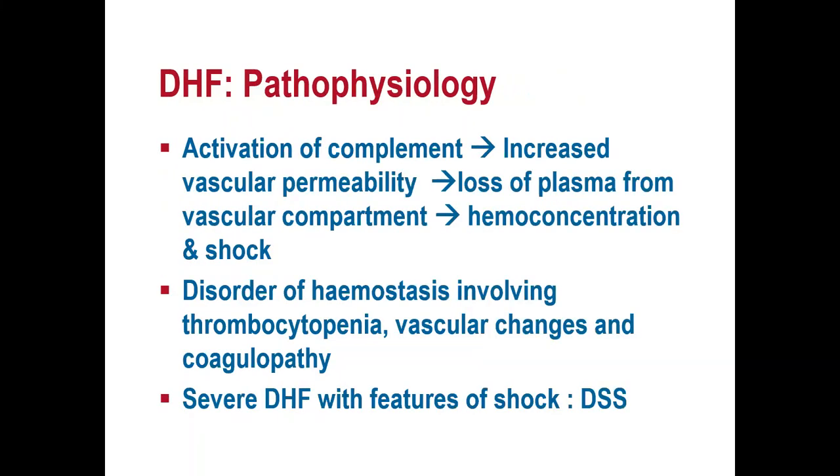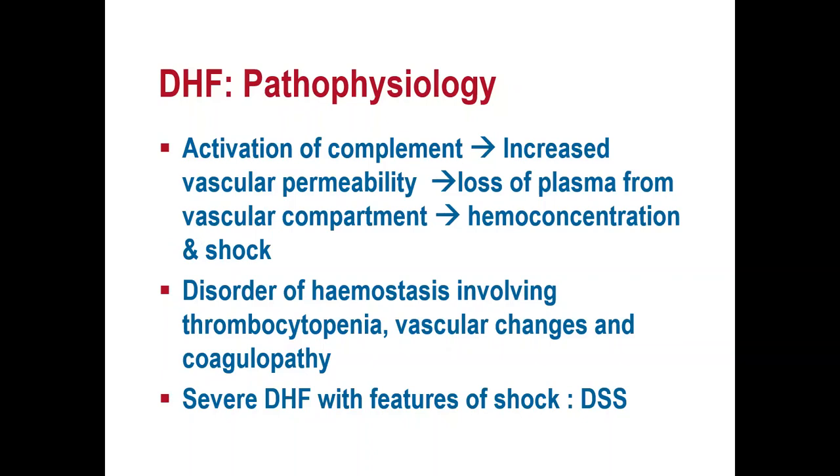What is basically the pathogenesis behind dengue hemorrhagic fever? It is all just because of the vascular permeability. The active complements lead to increased vascular permeability that causes loss of plasma from the vascular compartment and third space loss, and causes hemoconcentration and shock.